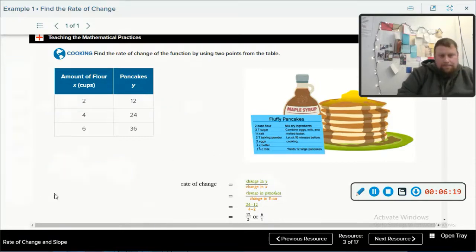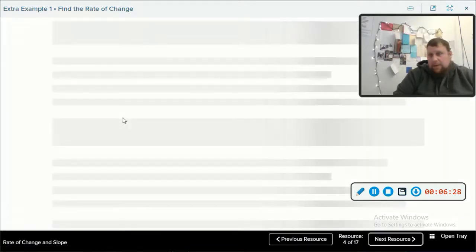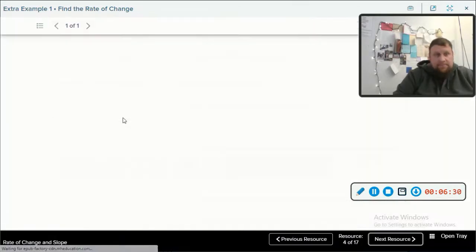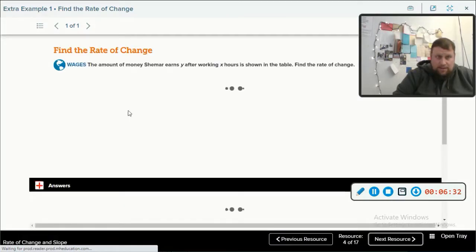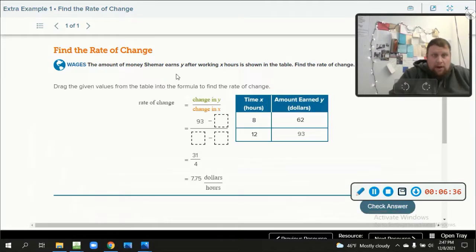All right, let's keep going with the rate of change. Let's find the rate of change here. I like them extra examples. The amount of money Shamar earns, y, after working x hours is shown in the table. Find the rate of change. After 8 hours, she earns $62. After 12 hours, she earns $93.